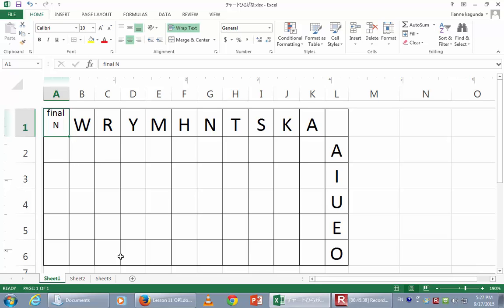Boru is not what you think. It's not a bowl. It's a ball. Yes, boru. So, basketball, volleyball, football, baseball. Those are all sports in katakana. Right?